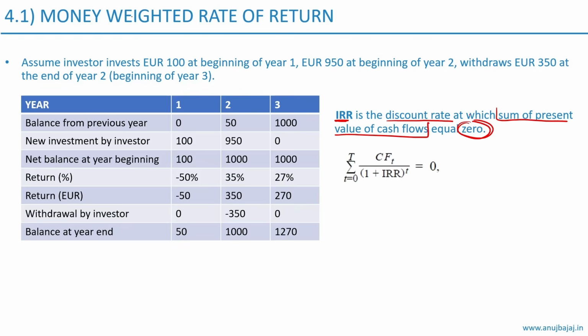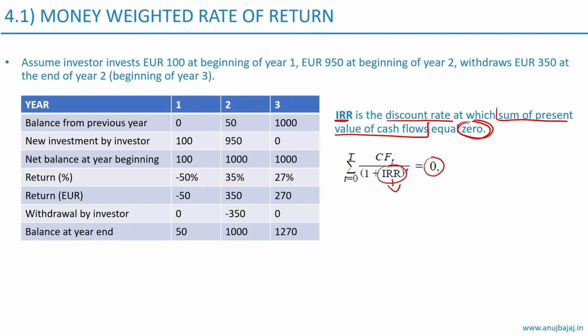It is represented by the following formula, where we find the present value of all the cash flows, sum them up, and the discount rate, which makes this sum equal to 0, is the interest rate we earned on the particular investment.